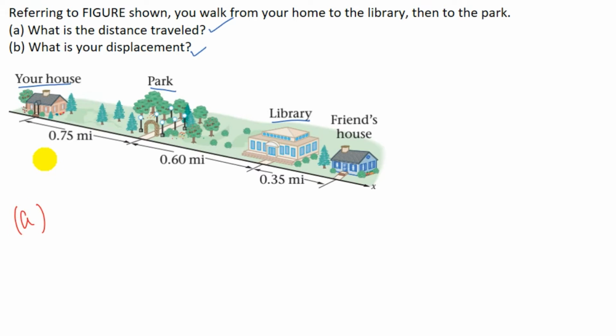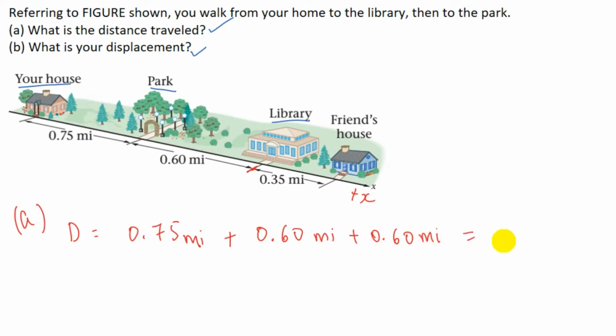Now distance, we know it is the total length of the trip. So this is the positive x direction. Now first you walked from house to library, so the distance would be 0.75 mile plus 0.60 mile. So we have reached here. Now from library to the park, you have to add this distance also, that is 0.60 mile. So the total distance traveled would be 1.95 mile. So this is the answer for the A part.